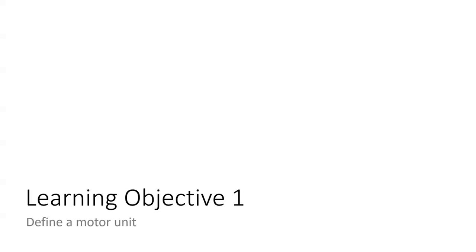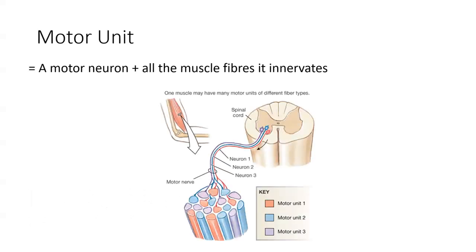So our first learning objective is only a short one. I want you to be able to define a motor unit. So a motor unit consists of a single motor neuron and all of the muscle fibres which it innervates. Remembering we have a whole muscle, which is made up of fascicles, which are made up of our individual muscle fibres. So a motor neuron will extend out from the spinal cord and it will branch out to form neuromuscular junctions with one or more individual muscle fibres.